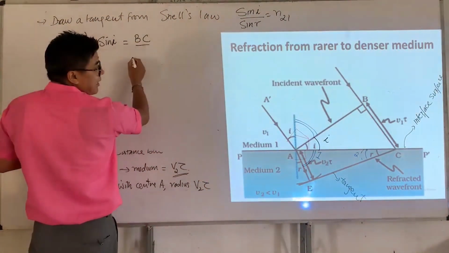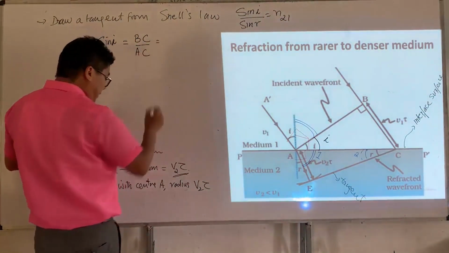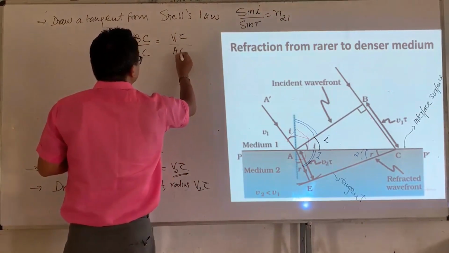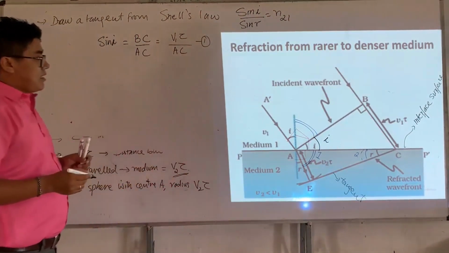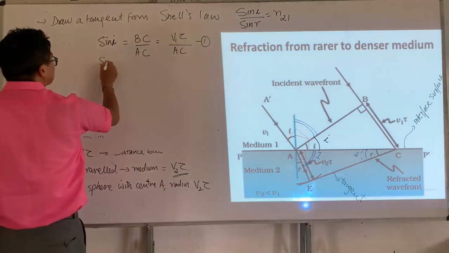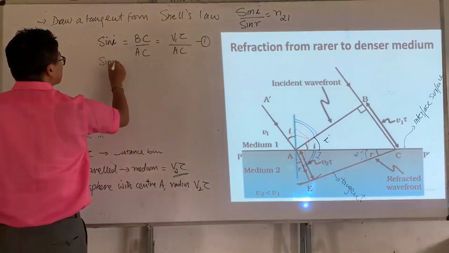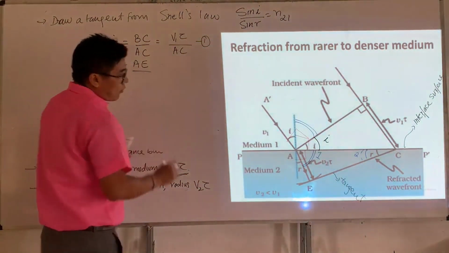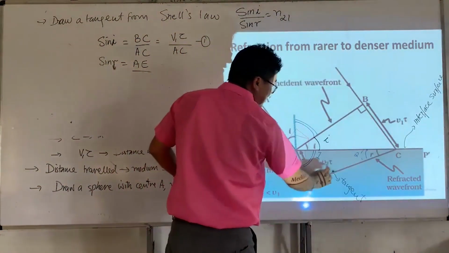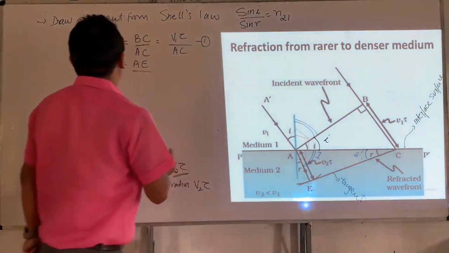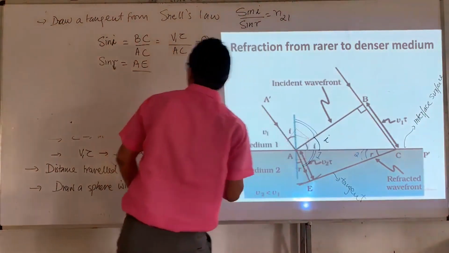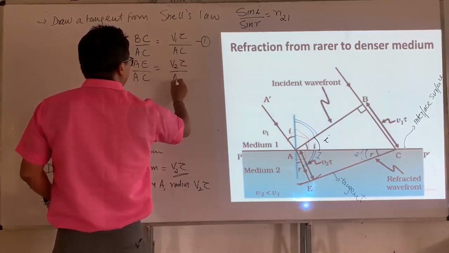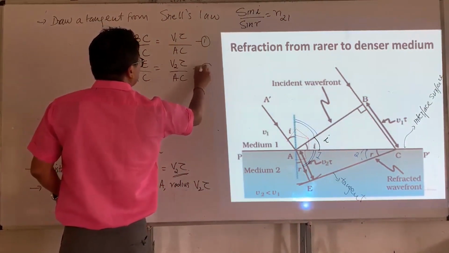BC divided by hypotenuse is AC. What is BC? BC is equal to V1 tau divided by AC. I put this as angle 1. And what about sin R? Sin R is going to be AE divided by AC. Why? Because this is the base, this is perpendicular, this is hypotenuse. AC is the hypotenuse. This is equal to V2 tau divided by AC, angle 2.